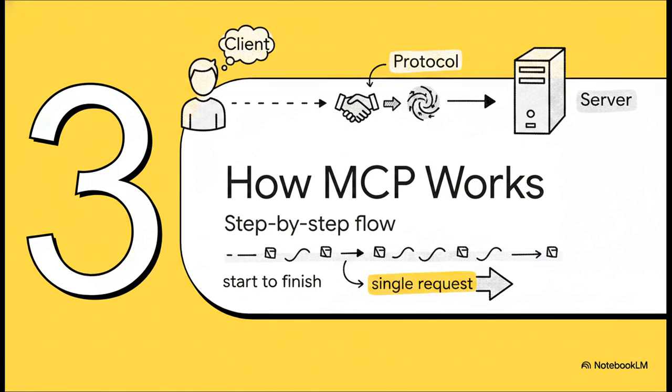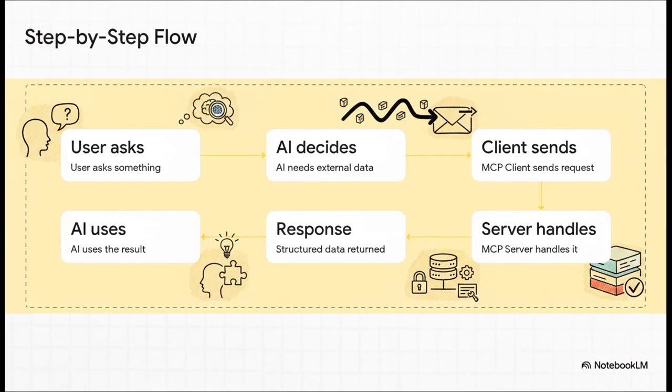All right, Section 3. How MCP works step by step. And this brilliantly illustrates just how elegantly this flow connects the user to external tools. Let's trace a single request from start to finish. Step 1. You, the user, ask a question. Step 2. The AI model realizes, hey, I don't have the answer in my training data, so it decides it needs external context. Step 3. The AI hands this off to the MCP client, which formats and sends the request over the protocol. Step 4. The MCP server receives it, fetches the data, and runs whatever tools are necessary.